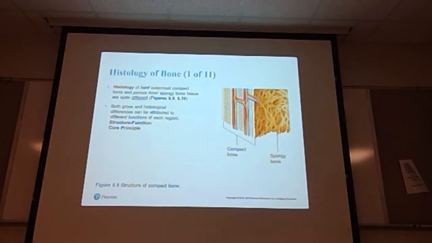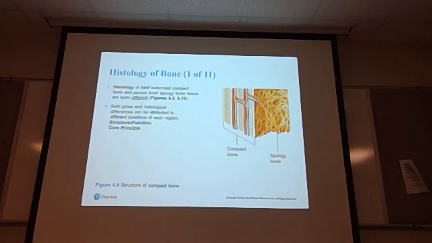Bone histology. We're going to talk about the way bone is made. This is the microscopic anatomy. When you looked in lab and you looked at bone tissue, this is what you would have looked at. Histology of the hard outermost compact bone and the porous inner spongy bone tissue are quite different. Both gross and histological differences can be attributed to their different functions. Again, structure, function, core principle. It's made the way it's made, so it can do the job it does. It can do the job it does because of the way it's made.